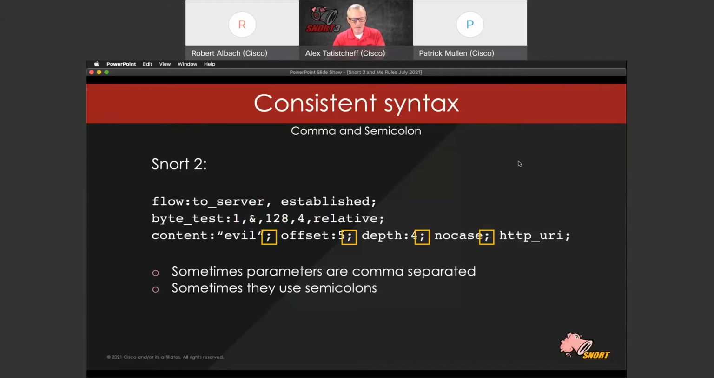But it's kind of weird to look at that content keyword and see just a bunch of keywords strung together and try to understand that everything after evil in that line basically modifies that previous content check. So offset, depth, nocase, HTTP, those all look back and modify that previous keyword.